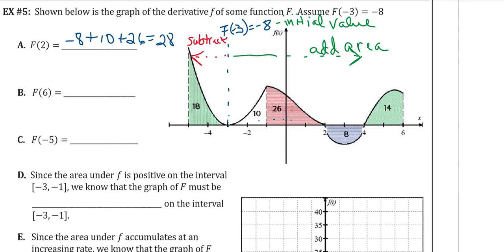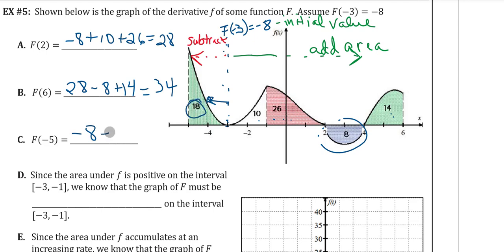And then we go f of 6. What we're going to see is we can take our 28 that we already have, and then we are going to have to subtract off that 8 that's below the x-axis, and then we can add on the 14. So we get a total area of 34 units. And then f of negative 5, so now we're back to our starting value here of negative 8, but since we're moving to the left this way, we're going to subtract off that 18 units. So we get a total area of negative 26 square units.